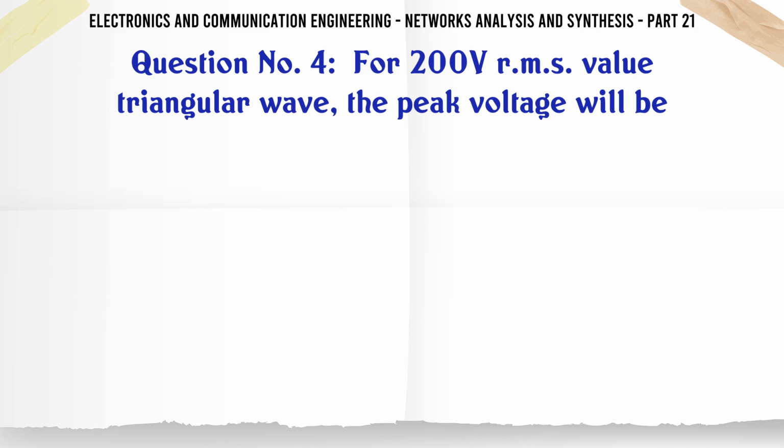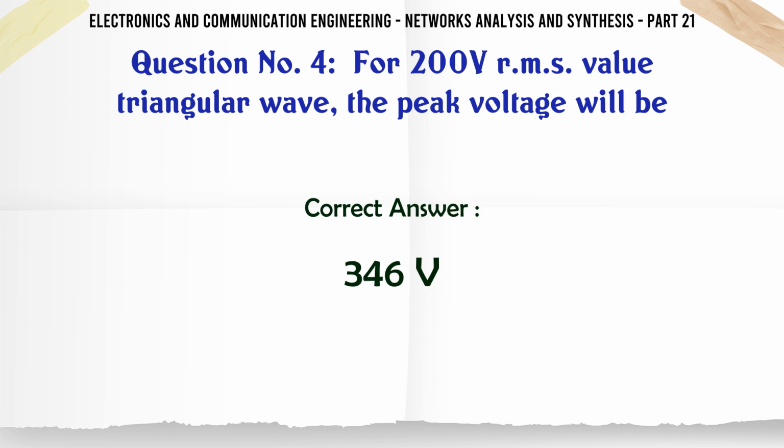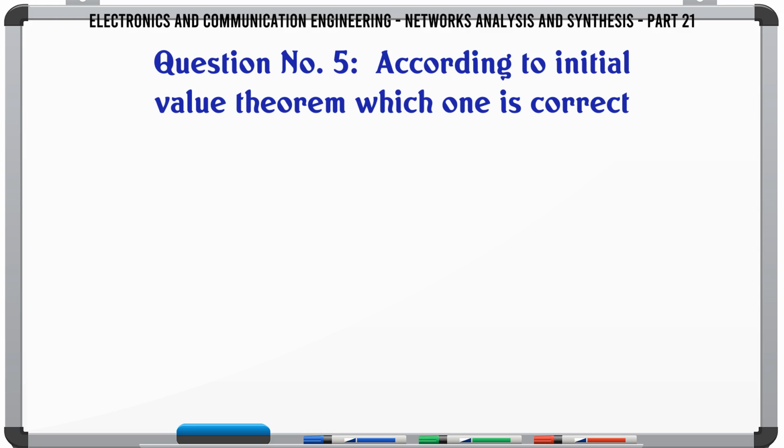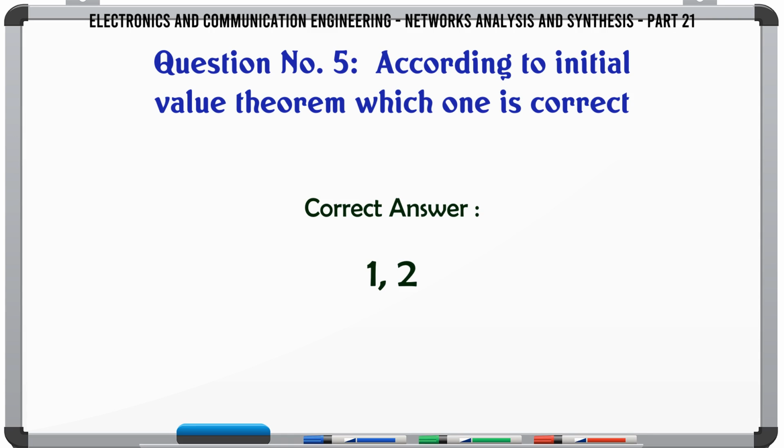For 200 V r.m.s value triangular wave, the peak voltage will be A 200 V, B 222 V, C 280 V, D 346 V. The correct answer is 346 V. According to initial value theorem, which one is correct? A 14, B 23, C 42, D 12. The correct answer is 12.